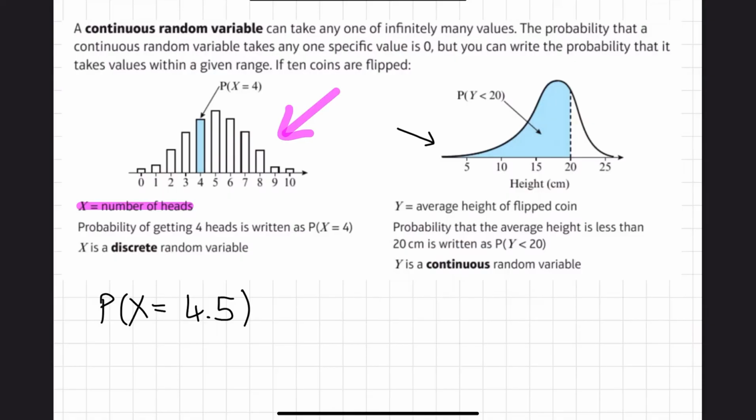Whereas if we look to the right, we have a continuous random variable. We have y equals the average height of flipped coins. The probability that the average height is less than 20 centimeters can be written as the probability of y being less than 20. What is important to note about the normal distribution is that the probability that continuous random variables take any one specific value is 0.